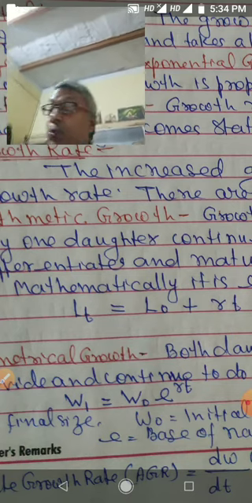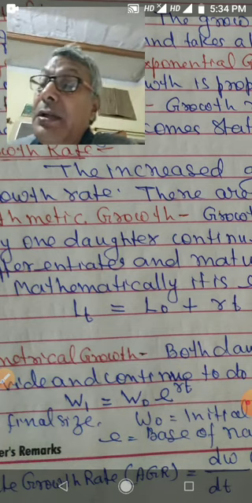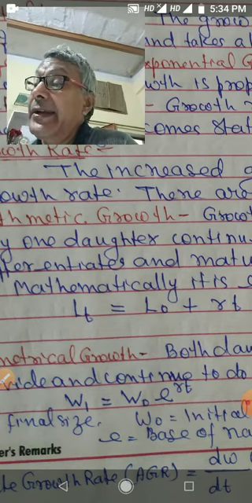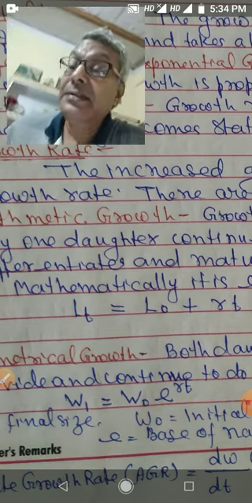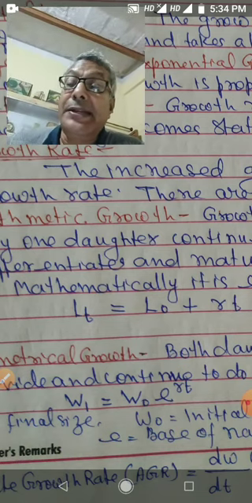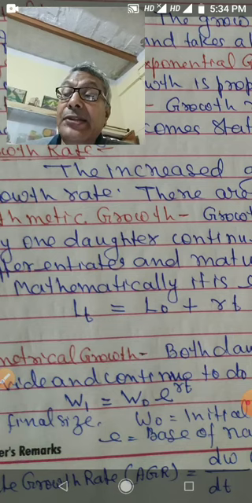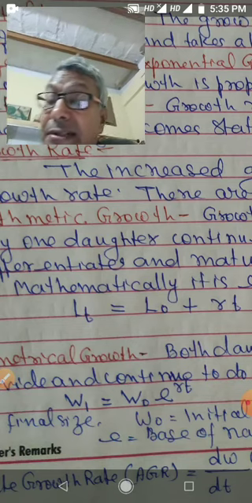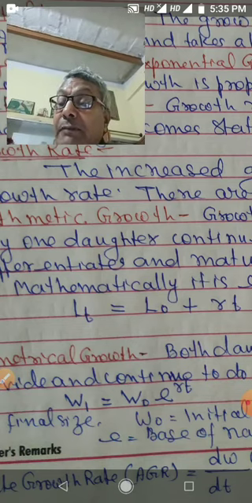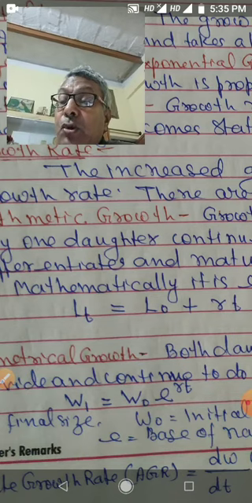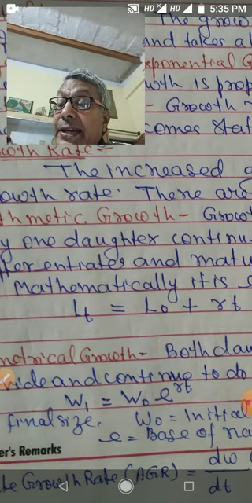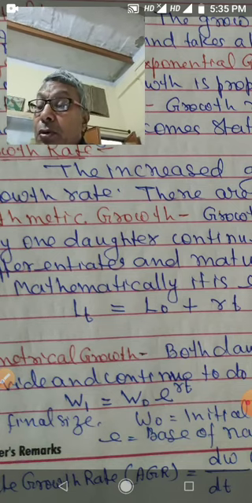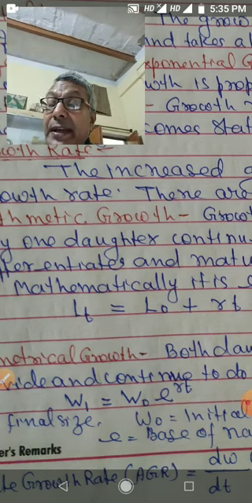Absolute growth rate we can find out by an expression, that is dW upon dt. dW is the increase in weight and dt is the change in time. Like this, relative growth rate we can find out by dW upon dt into 1 upon W0. So here dW is the difference between final and initial weight, W0 is the initial weight and t is the time.